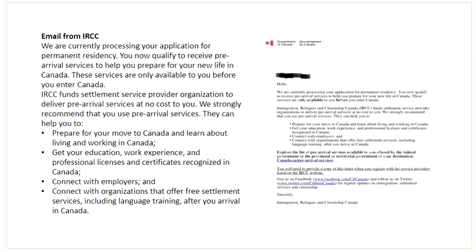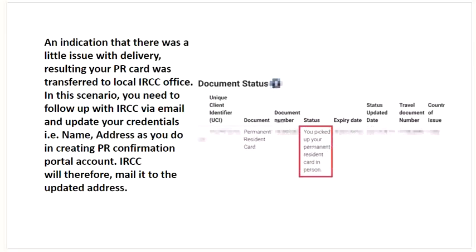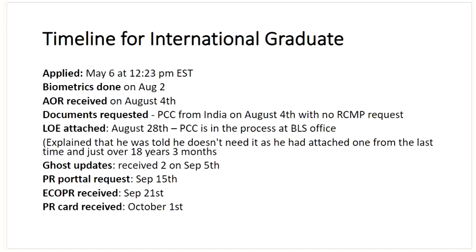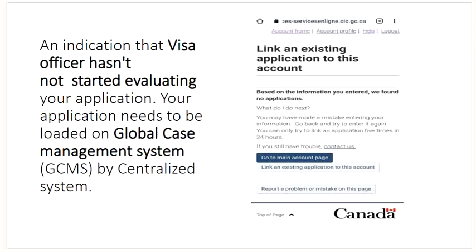And after that, I'll be discussing various formats here, how the eCOPR looks, and when you link up your application, what exactly is the message you see on the website. And there are kind of flaws which actually happen, but they are not actually a mistake. You just need to have a little more clarity on that. So I'll be talking in detail, and then of course the timelines on healthcare, and then for international graduates and all that.